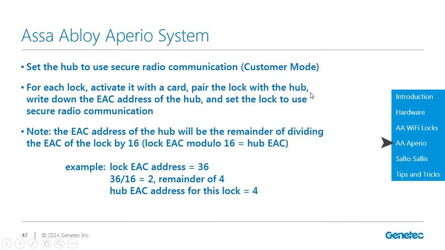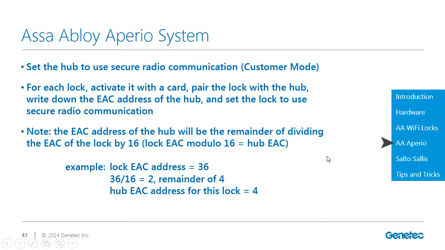Alright, our next step is to set the hub to use the secure radio communication, which is called customer mode. And then after that, we need to activate each wireless lock by presenting the card, pair it with the hub, and then we need to write down the EAC address associated with the lock.